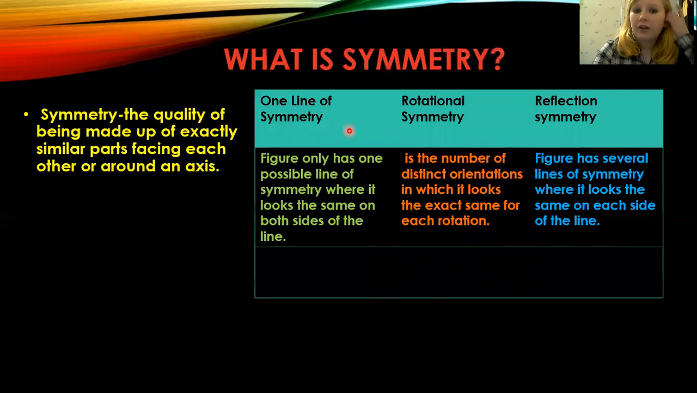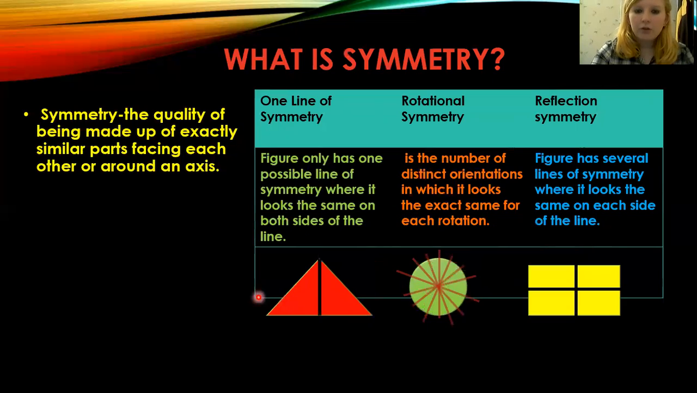One line of symmetry is a figure that only has one possible line of symmetry where it looks the same on both sides of the line. Rotational symmetry is the number of distinct orientations in which it looks exactly the same for each rotation. Reflection symmetry is a figure that has several lines of symmetry where it looks the same on each side of the line. So let's look at some examples.